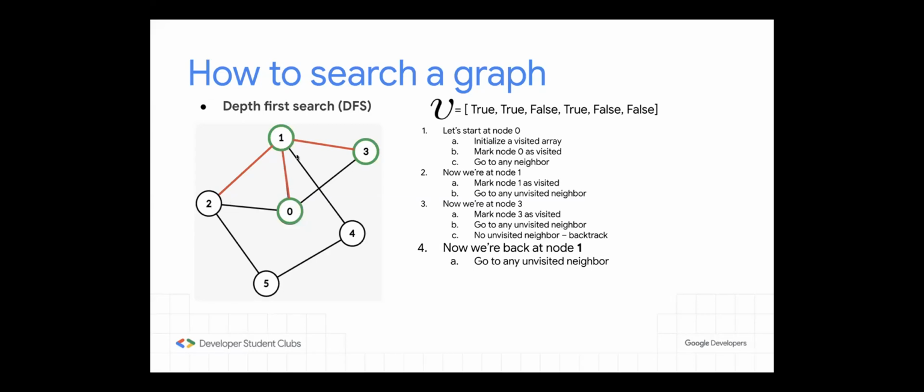Node 0 and 3 are both visited. I can see in the array, 0 and 3 are both visited. I can see in green here that they're visited. So my only option is to go to node 2. So we're going to go to node 2.